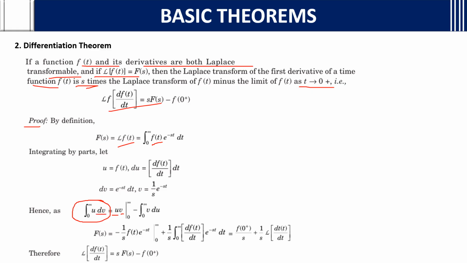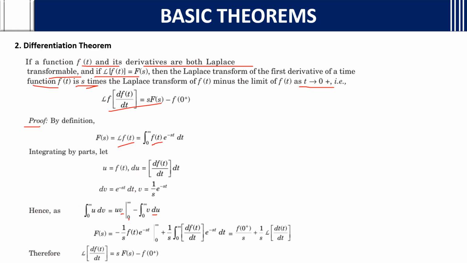dv is nothing but the differentiation of v, or if you want v, then integration needs to be done. So uv from 0 to infinity minus integral 0 to infinity v du. For dv we already found v: 1 by s into e power minus st. So v will become 1 by s into e power minus st. In the limits of 0 to infinity, minus integral 0 to infinity v du. You will write the value of v first, and du. The du value you got is d by dt of f of t dt.